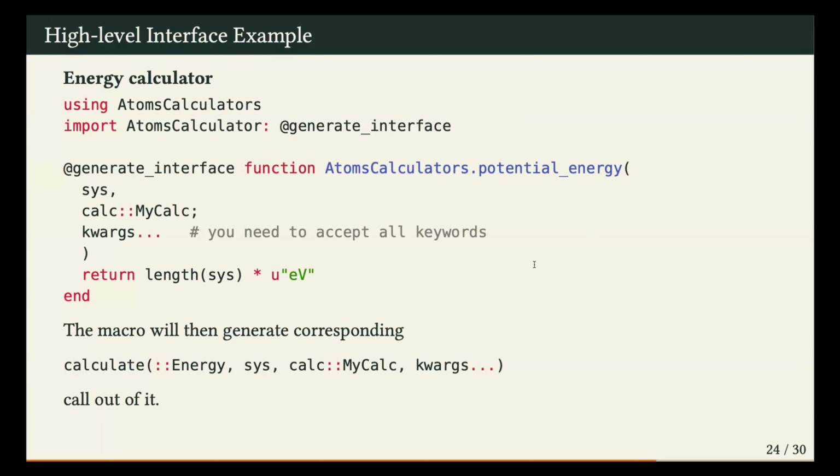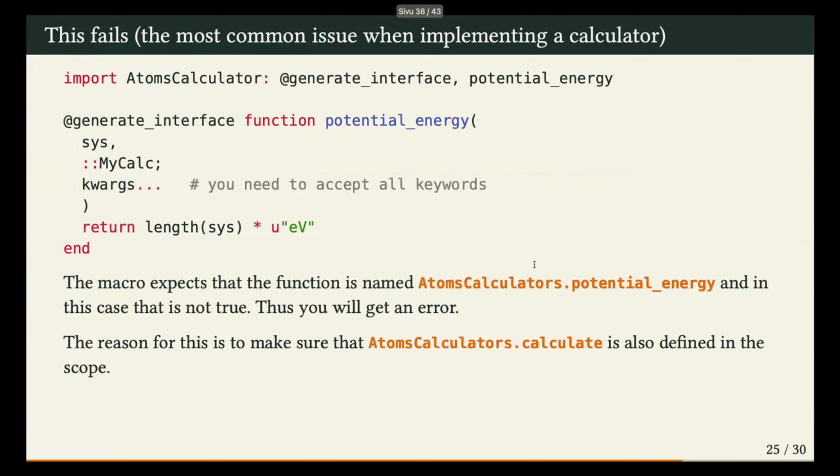If you don't want to use the macro, then you have to write all the interface calls by yourself, and that's a bit tricky. So this is the warning. This, I think, is the most common issue when you try to implement the calculator. So this doesn't work. And notice here, there's no AtomsCalculators here, and that's the reason why it fails.